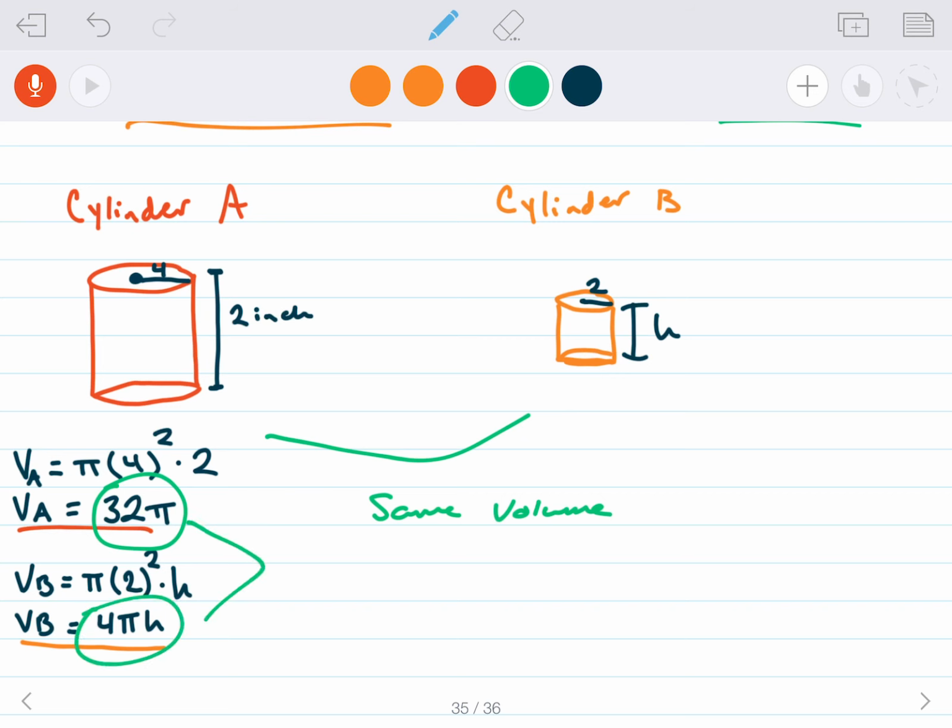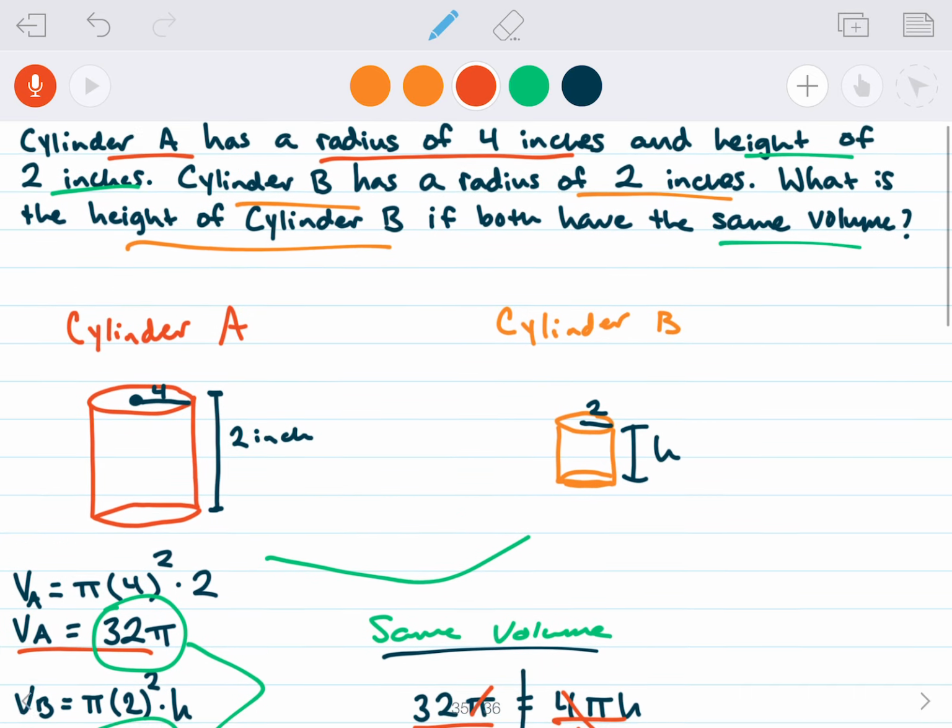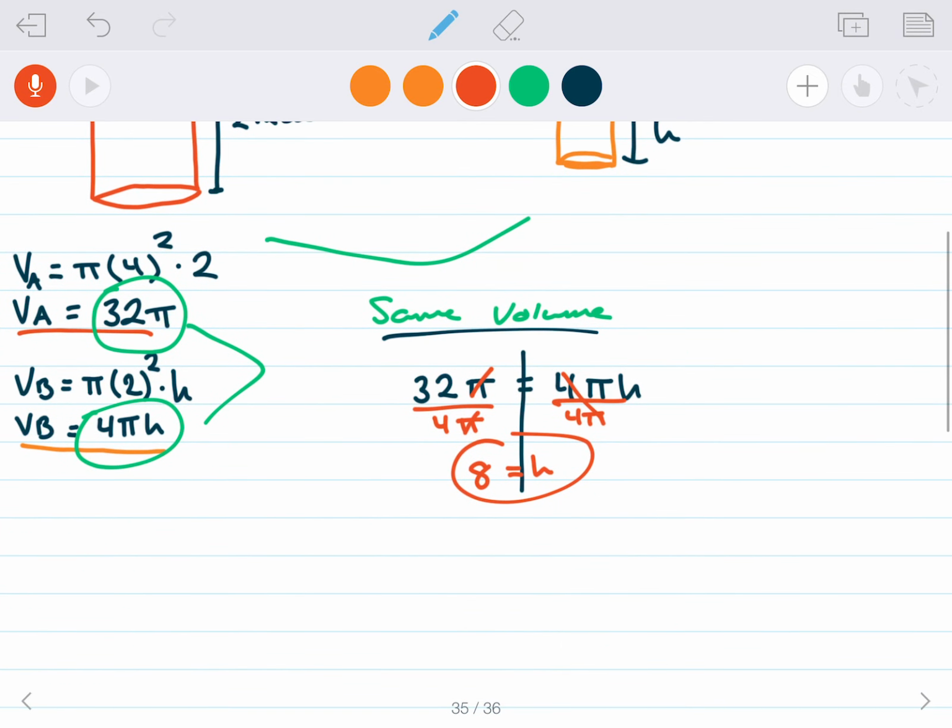So these two are the same thing. They're equal. That's what they tell us in the problem. So we can set them equal to each other. 32 pi equals 4 pi h, and I'm trying to figure out what the height is. So on the right side, I can divide everybody by 4 pi because it's just multiplication. And these pi's cancel out. 32 divided by 4 is 8. So that is my answer here. That is my height. And we are in inches, so it's going to be 8 inches.